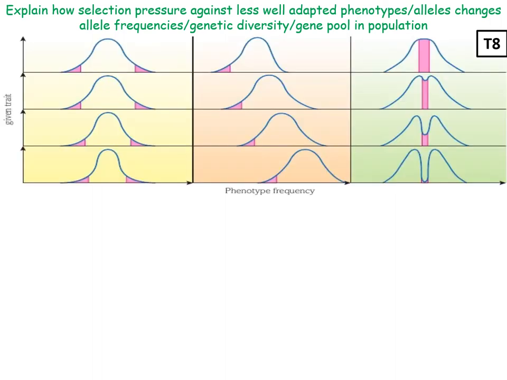Explain how selection pressure against less well-adapted phenotypes or alleles could change the allele frequency or the genetic diversity or the gene pool in a population. So here we've got some examples of how phenotypic frequency can change for any given trait or characteristic. In the first example, we could see that the phenotypes on the extreme ends are becoming less common. In the next example, we could see a shift in the frequency of the phenotype to one of the extreme conditions. And then in the last example, we could see a shift away from the majority.